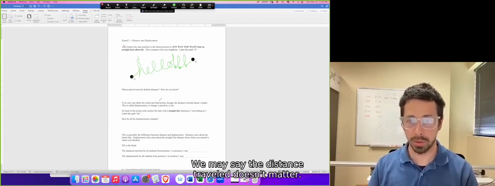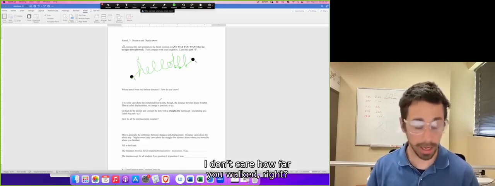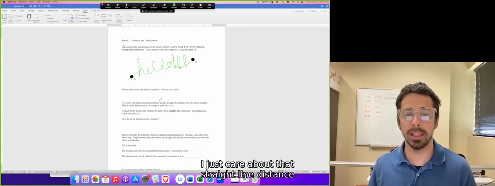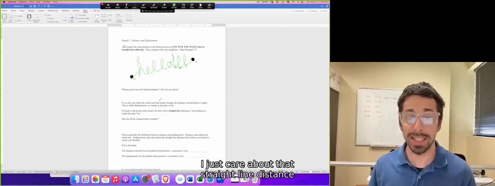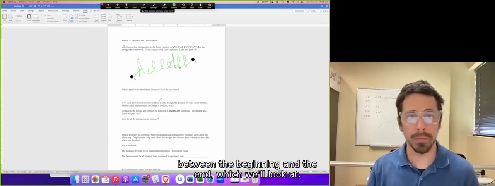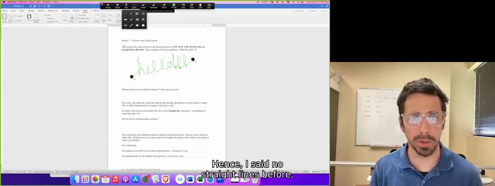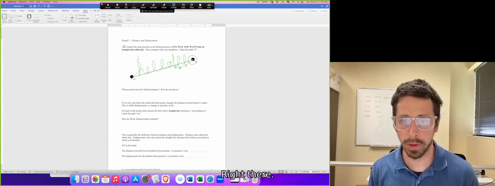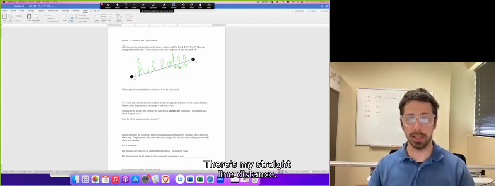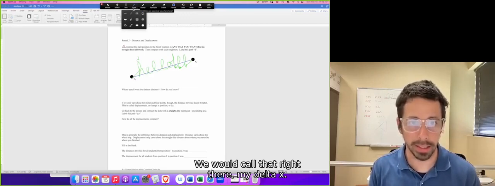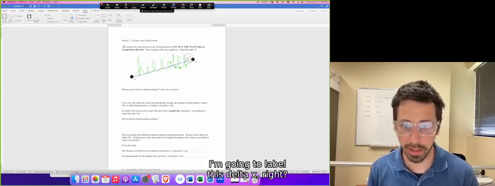Now, if we only cared about the initial and final points, we may say the distance traveled doesn't matter. I don't care how far you walked. I just care about that straight line distance between the beginning and the end, which would look, hence I said no straight lines before, like this right here. And there's my straight line distance. We would call that my delta x.